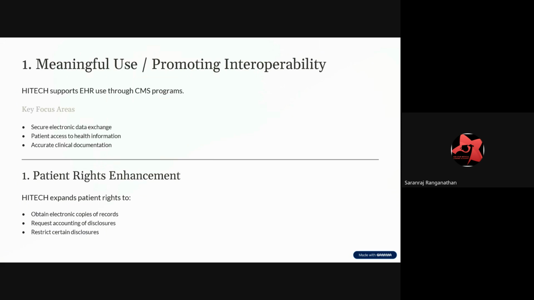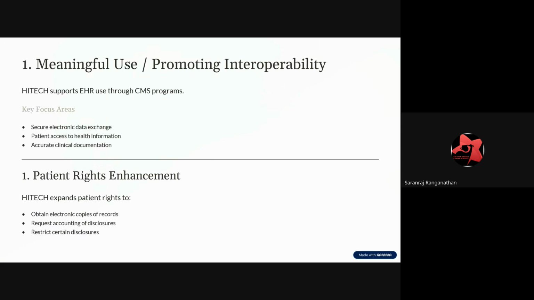Then patient rights enhancement, where HITECH expands patient rights. Coming under HIPAA means at least the patient should have access. In that scenario, the patient can obtain electronic copies of the record, request an accounting of disclosures, and restrict certain disclosures. So the patient will have the authority. Now the HITECH Act is providing the eligibility for patients to make sure they are able to access, move, review or share the documentation. That will be ensured.